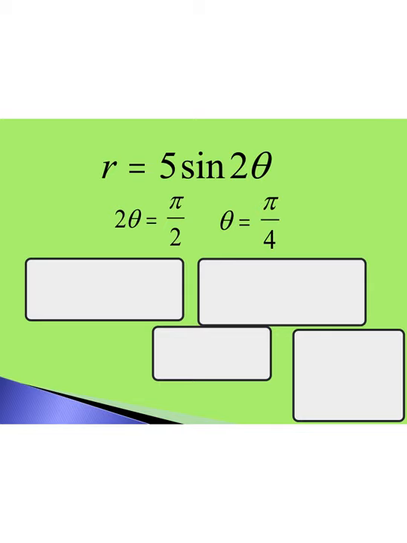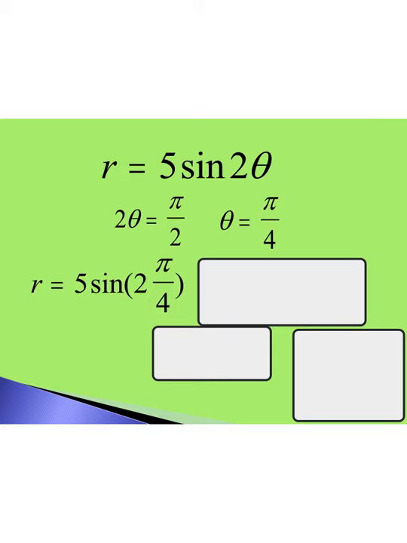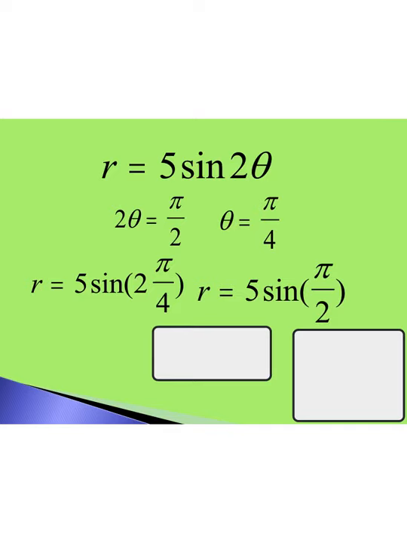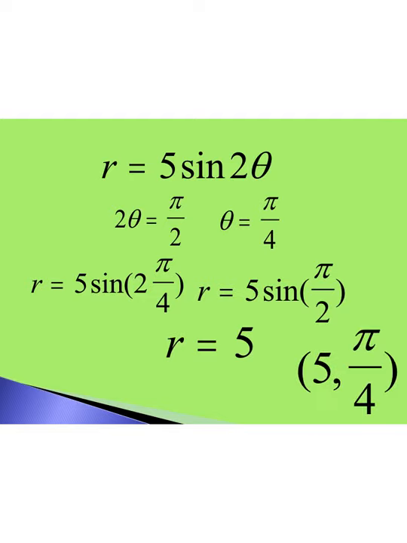We can see that to find our maximum value, we have r is equal to 5 times the sine of 2 times pi over 4, which simplifies to be 5 sine of pi over 2. And I know that the maximum value for a sine function is 1, so I can say that this whole expression here is going to simplify to be just 1, which means that my r value is going to equal 5. So I have a maximum value for this function at the point 5 comma pi over 4.